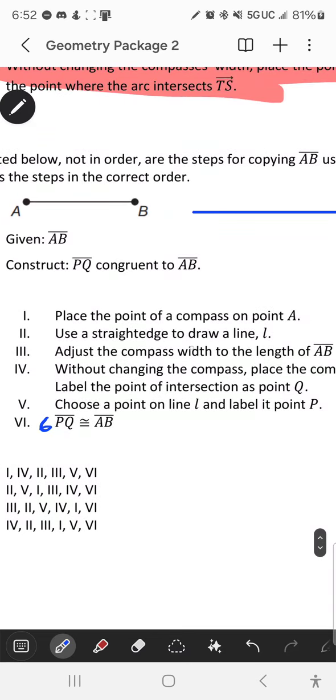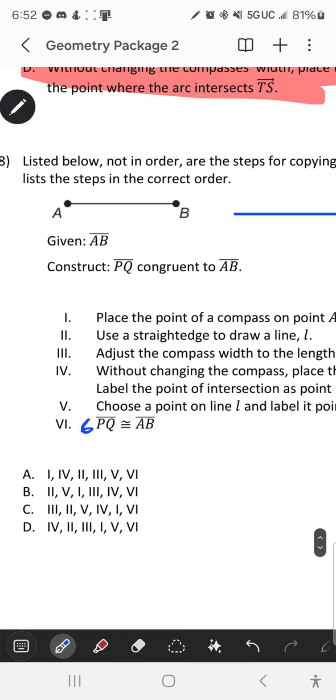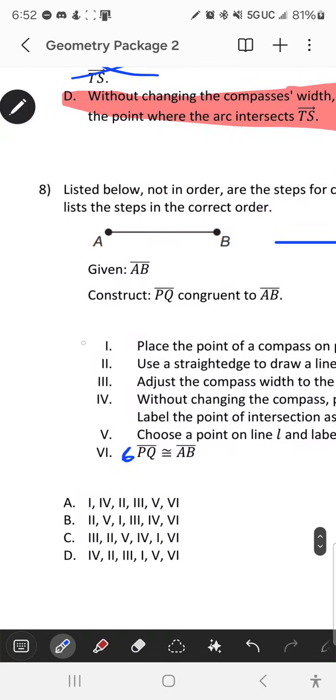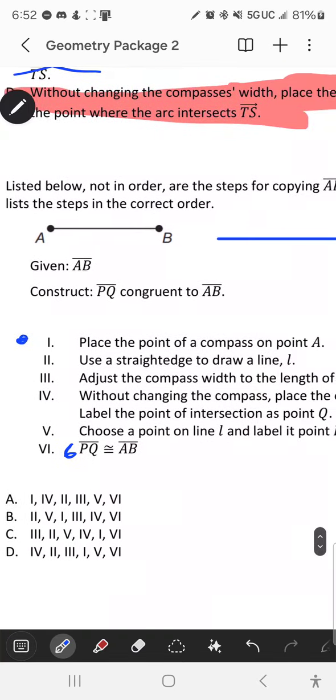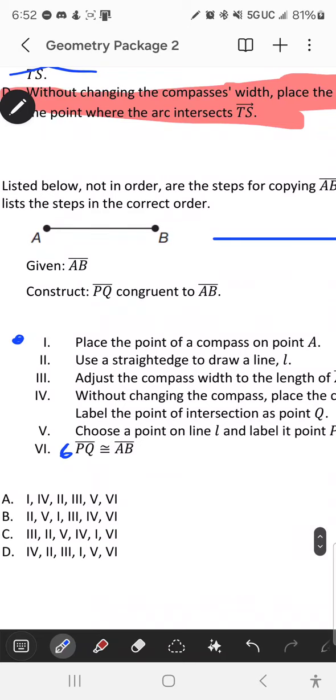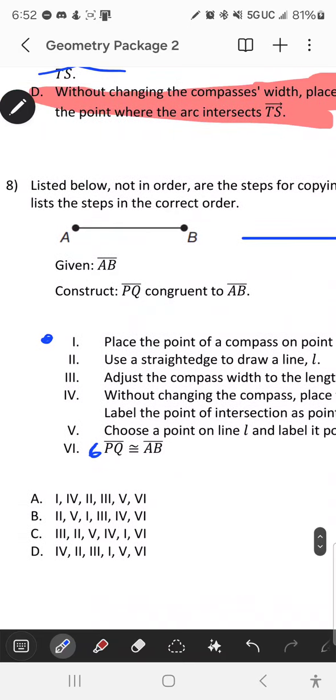So place the point of a compass on point A. Could work. Yeah, why not? So we put a point. Use a straight edge to draw a line L. Also, it's like we're drawing a line, and we're copying a segment. So this is not the last step we could take because it's not like drawing the segment PQ. So yeah, it could be the first one.